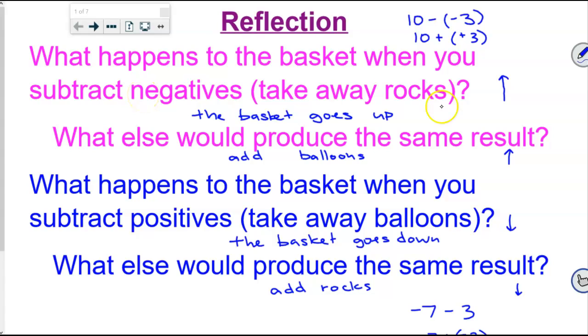Aaliyah? Yep, the basket goes up. There's not as much in the basket to weigh it down, so it goes up. What else can I do to make the basket go up? Tanner? Yeah, we put more balloons. We can add balloons. So again, think about eyes on the screen.